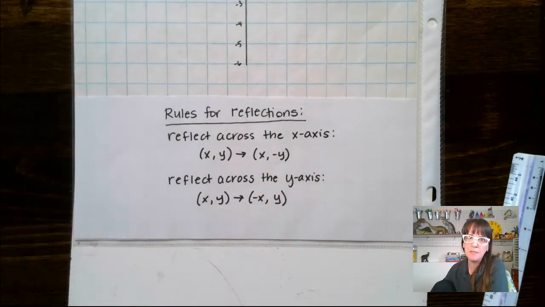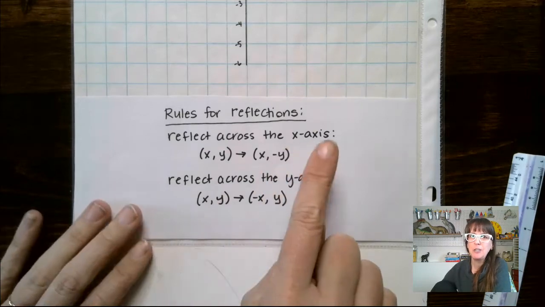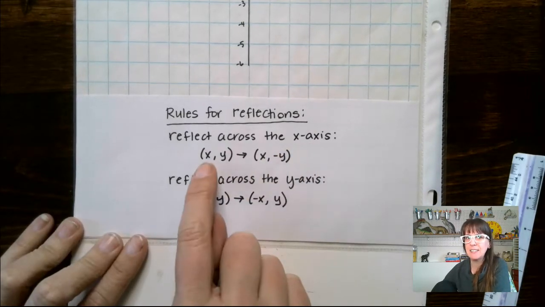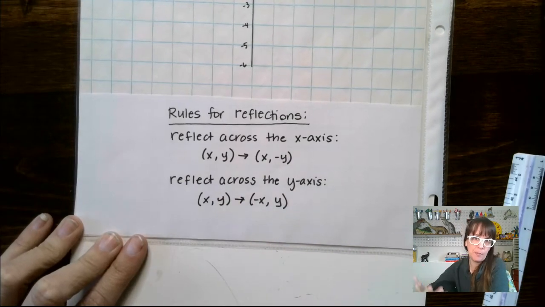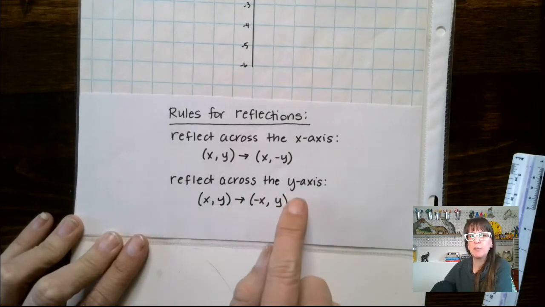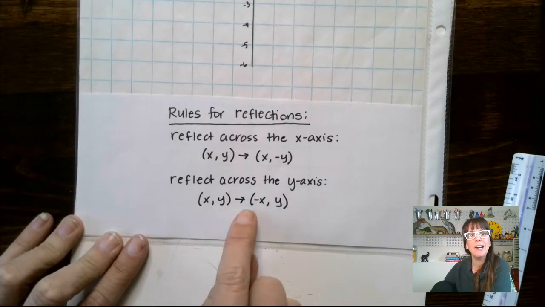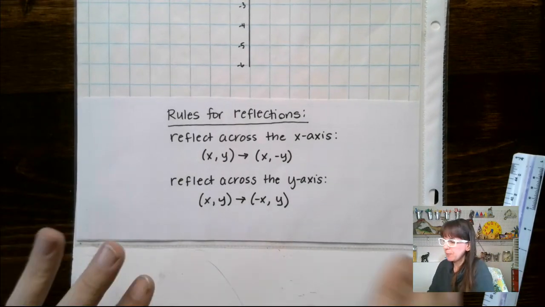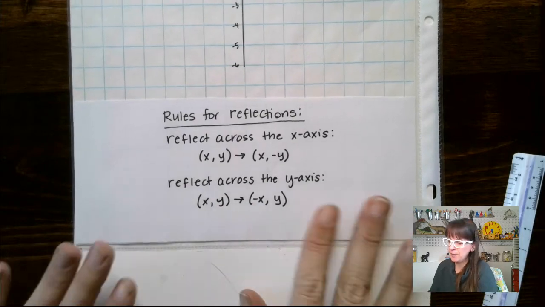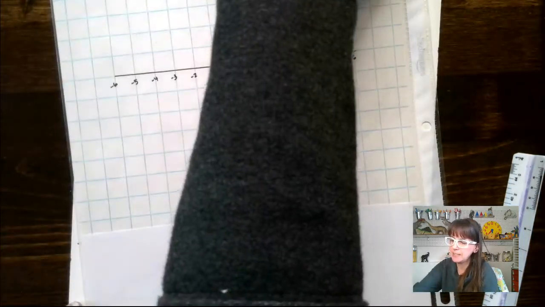You're going to want to pause the video and write these rules down. You'll notice when we reflect across the x-axis, our y becomes negative, or it's the opposite of whatever it was. When we reflect across the y-axis, our x becomes negative. So we have to do the opposite one. So go ahead, pause the video, write those down. All right, when you're back, let's talk about these shapes.